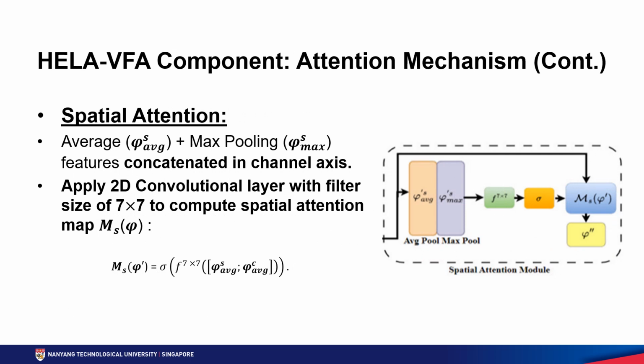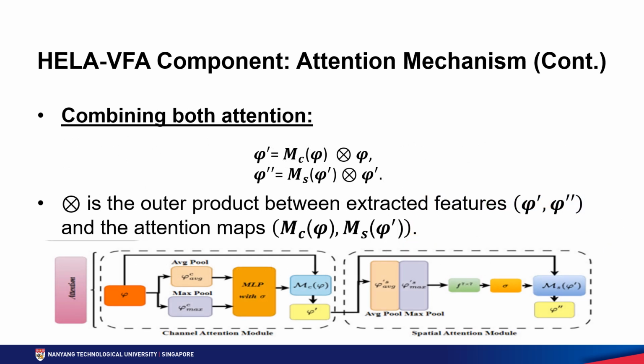For the spatial attention, the max and average pooling were utilized again, but the features are now concatenated along the channel axis instead. We then apply a 2D convolutional layer with filter size of 7 to compute the resulting attention map as illustrated by the mathematical formula here. The features from channel and spatial attention components are combined in the following manner, whereby the cross symbol here represents the outer product between the extracted features and the attention maps.